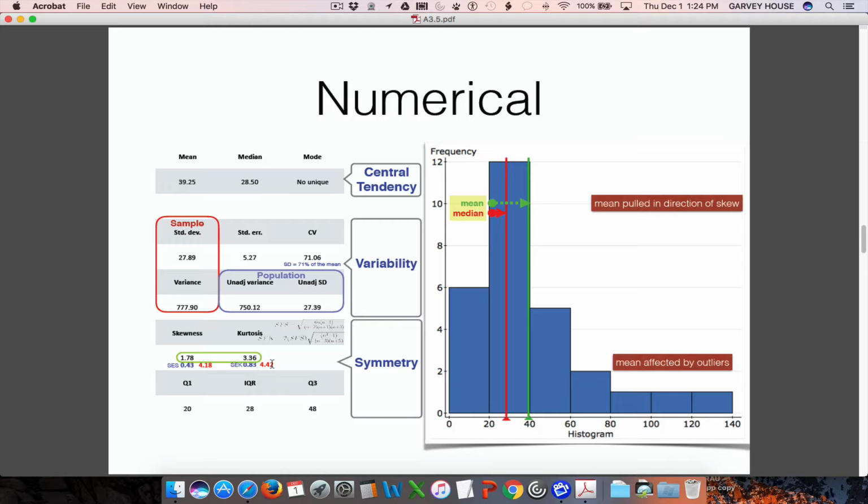So what do we see here? We see that the mean is larger than the median, that the standard deviation is 71% of the mean, and that the skewness and kurtosis ratios are greater than 1.96. So right off, we know that there are some problems with this distribution as compared to a theoretical normal distribution.